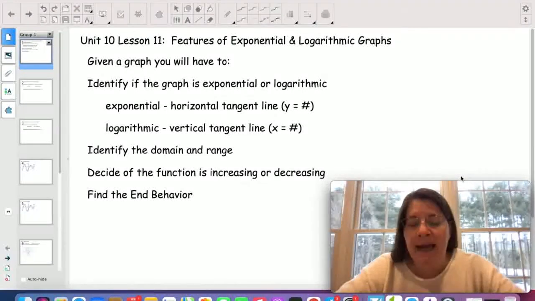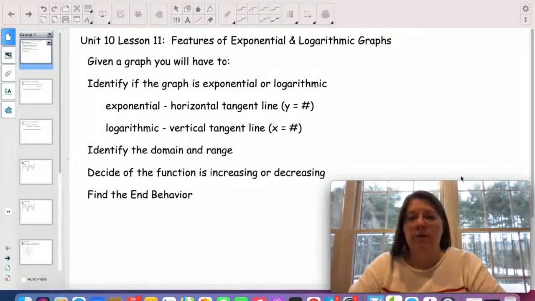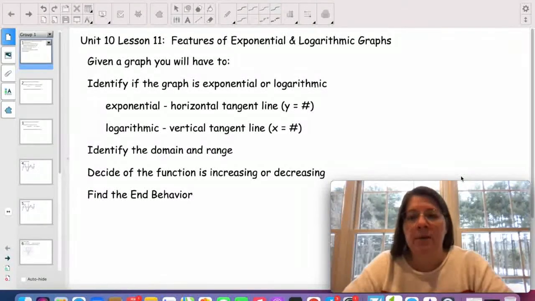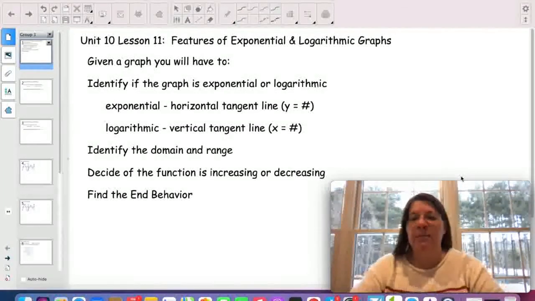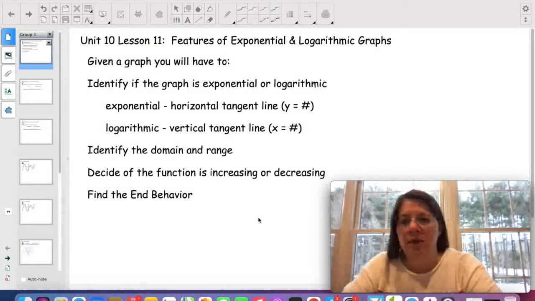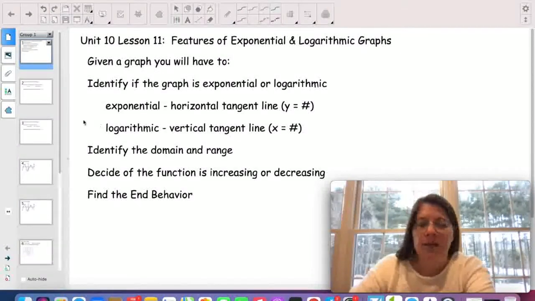And then we're going to, again, identify the domain and range. That's just a review. And then we're going to talk about where the function is increasing and decreasing. Again, we've talked about that before, but we're putting a bunch of stuff together in this section. And then we're going to talk again about end behavior. Several of these things we've talked about already this year, but we will keep coming back to them because they are important and they're different aspects of graphing that you need to understand and you need to know how to identify.